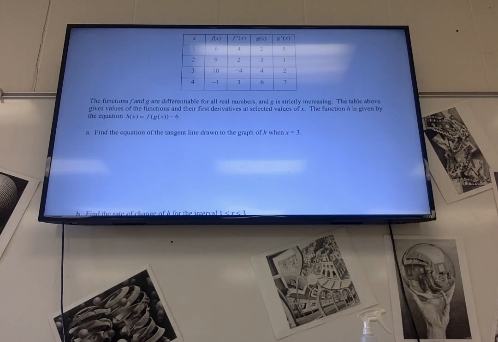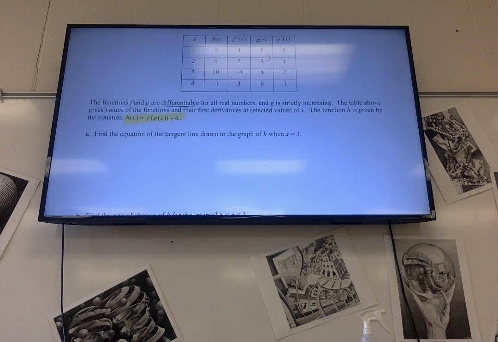The functions f and g are differentiable for all real numbers. So again, if it's differentiable, that means it's continuous. And g is strictly increasing. That means even in between here, even though we don't know what's going on, we know it's strictly increasing, so it must be going up forever. The table gives values of the functions and their first derivatives at selected values of x. The function h is given by this.